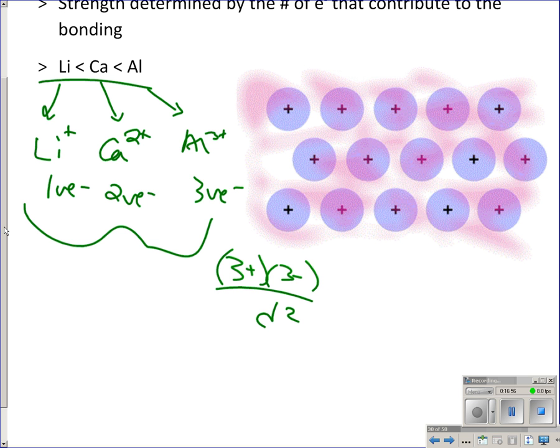So who's going to have the highest melting point? Aluminum, because it has the highest attraction for its own delocalized electrons. Make sense? Okay, so you can explain this using force is equal to Q1 Q2 over distance squared. Usually we don't square the distance, but that's the appropriate way to write it, because usually we're just doing qualitative differences.